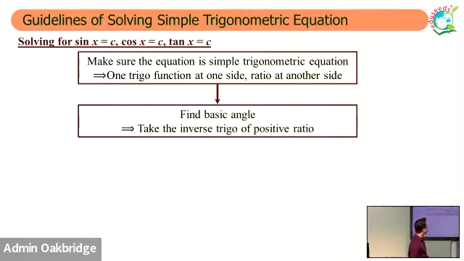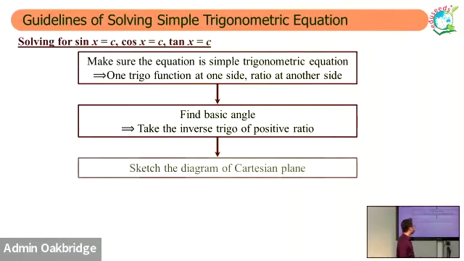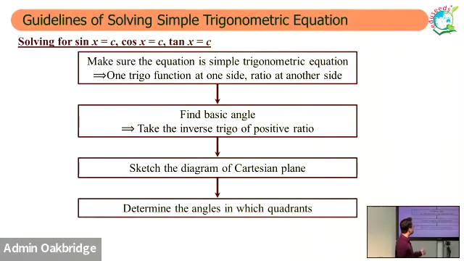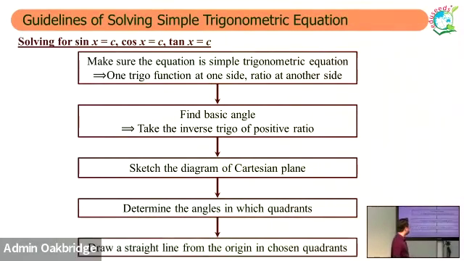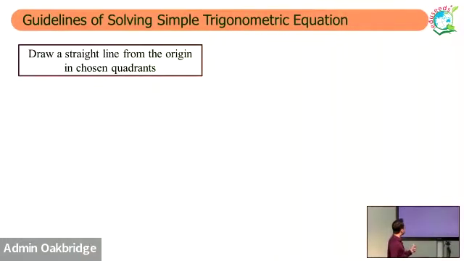The next step is to find out the basic angle. When you find the basic angle, make sure you take the inverse trigo of the positive ratio, because sometimes the ratio can be negative, but when you find the basic angle, you always take away the negative. Next, you sketch a diagram for the Cartesian plane and determine the angles in which quadrant. This one you know, right? It's what we call add sugar to coffee. You need to decide this angle is in which quadrant, and then draw a straight line from the origin in the chosen quadrant.